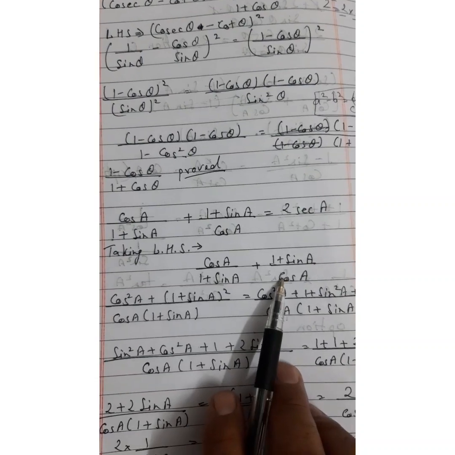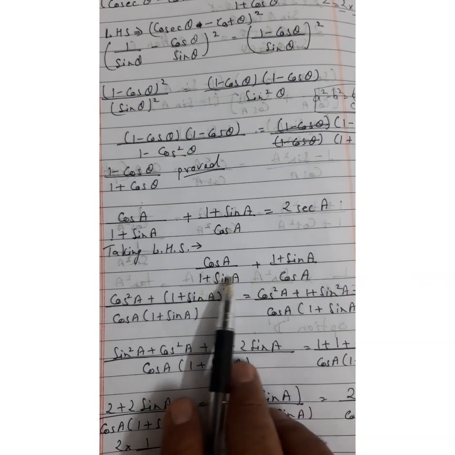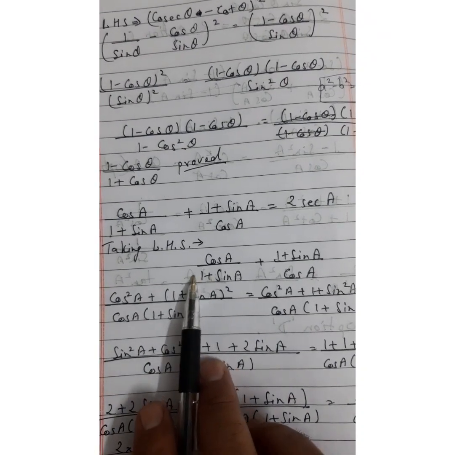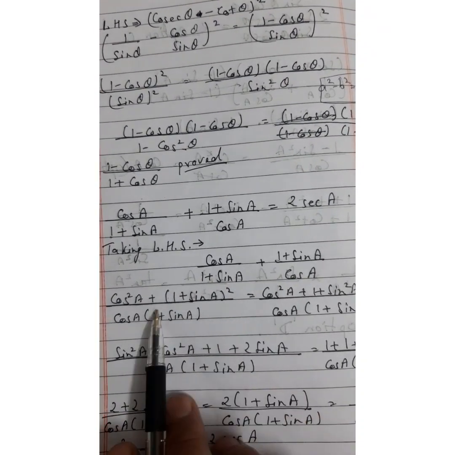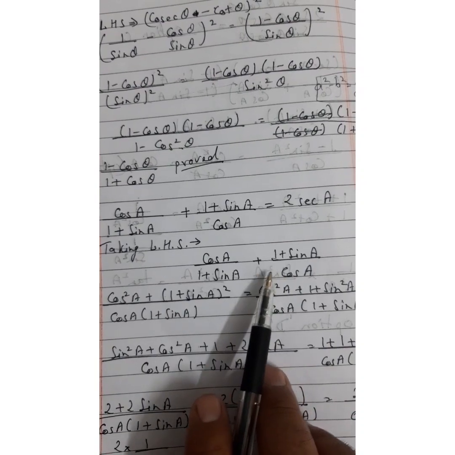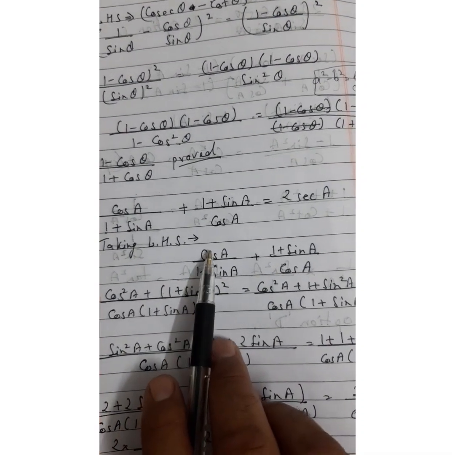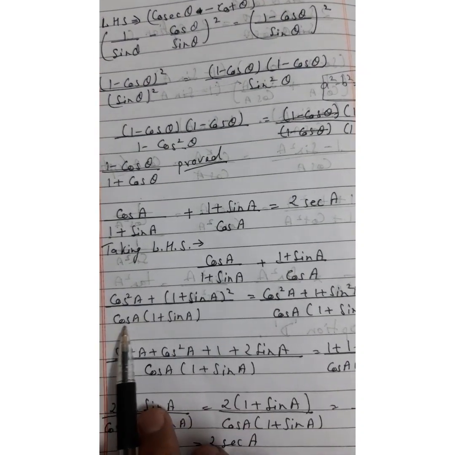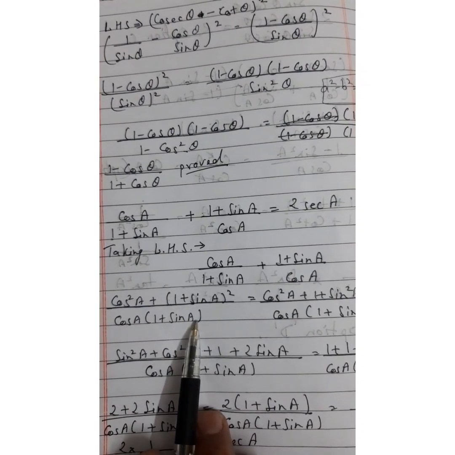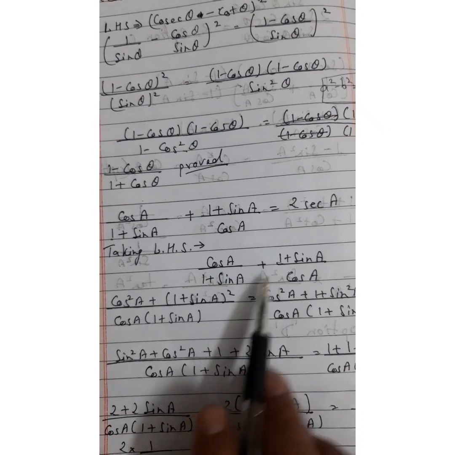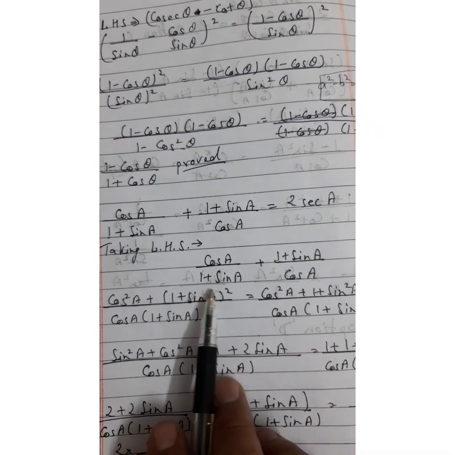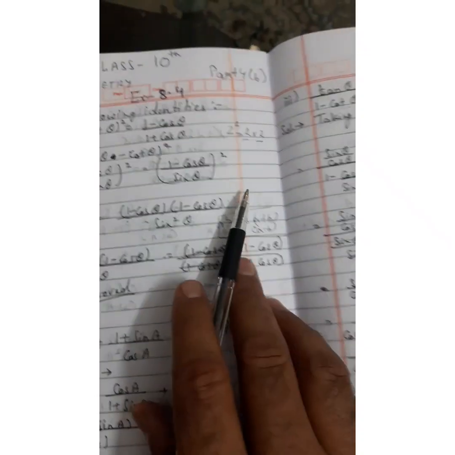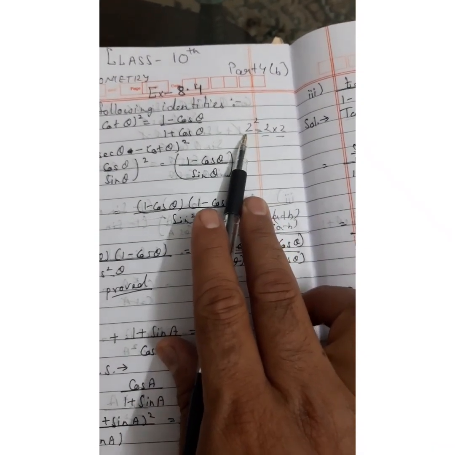Take the LCM, so we multiply these two: cos A into (1 plus sine A). Now, how many times does this come in the denominator of the first term? It comes cos A times, so we multiply cos A into cos A, giving cos square A. And in the denominator of the second term, the LCM comes (1 plus sine A) times. Then we multiply (1 plus sine A) into (1 plus sine A), which means (1 plus sine A) whole square. Like we did here, 2 into 2 we can write as 2 square.